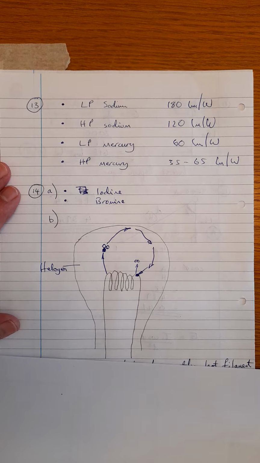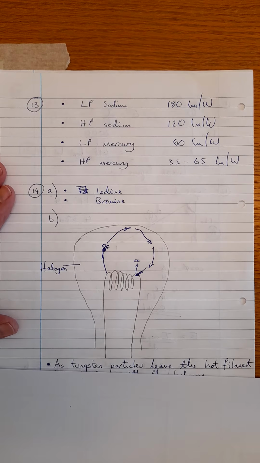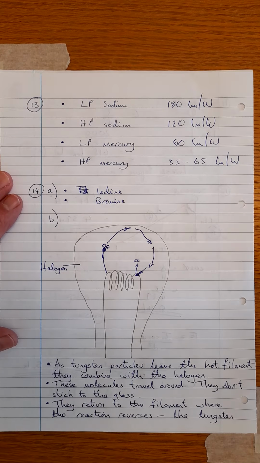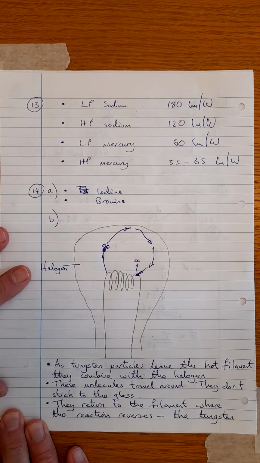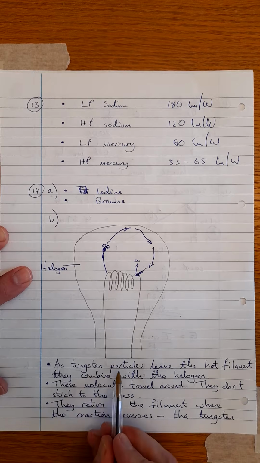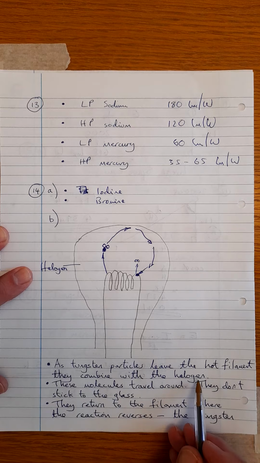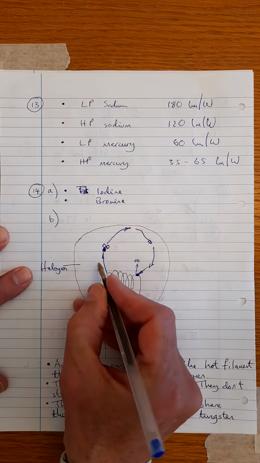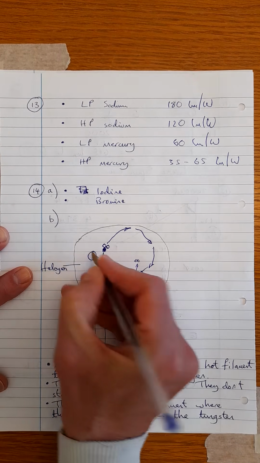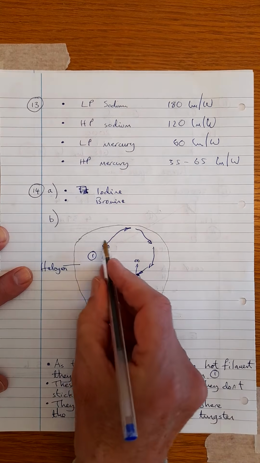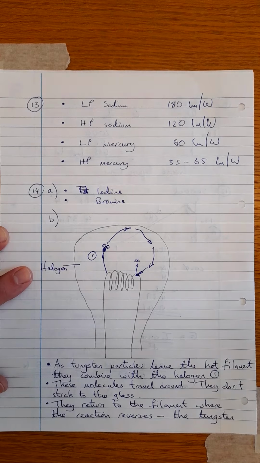So you've got to try and explain that in words. And I've had a go at doing it. You can have a go at doing it in your own way. You may wish to number parts of it if you so desire. But let's have a look how I've gone for it. As tungsten particles leave the hot filament, they combine with the halogen. So that's this part here. So you could number that 1 if you like. So 1: tungsten particles have left and they've combined with the halogen.